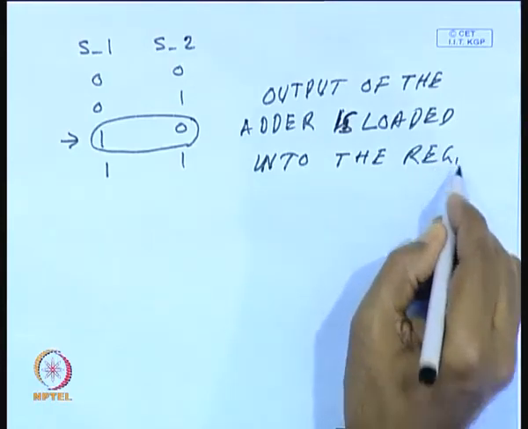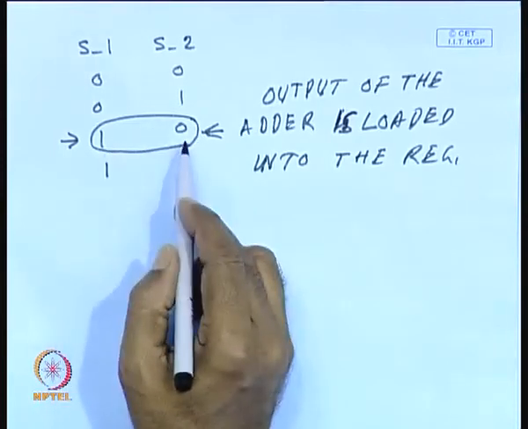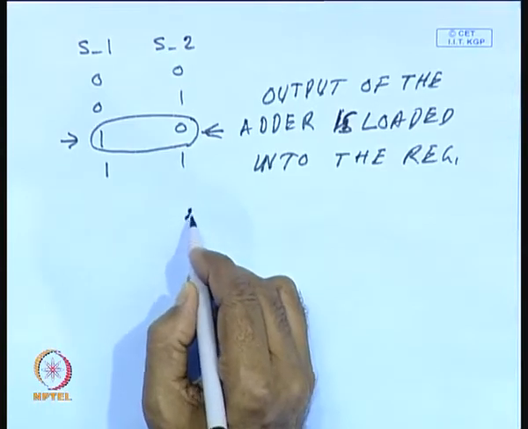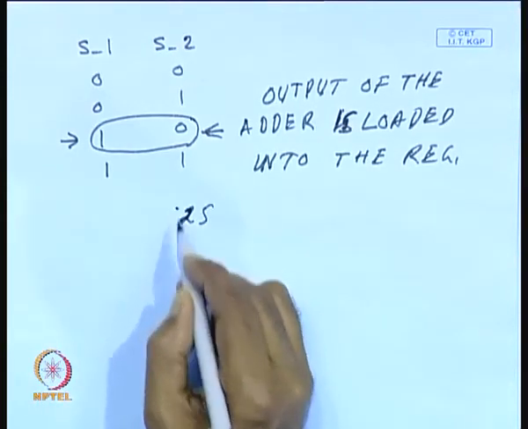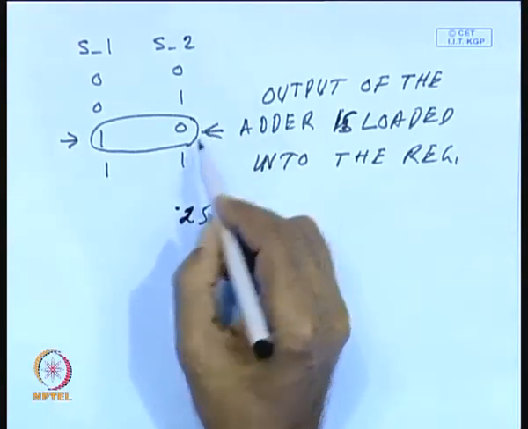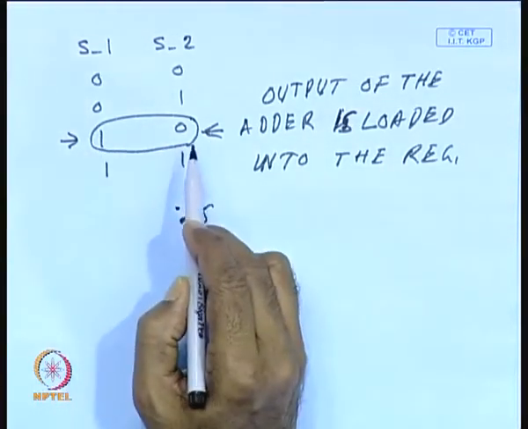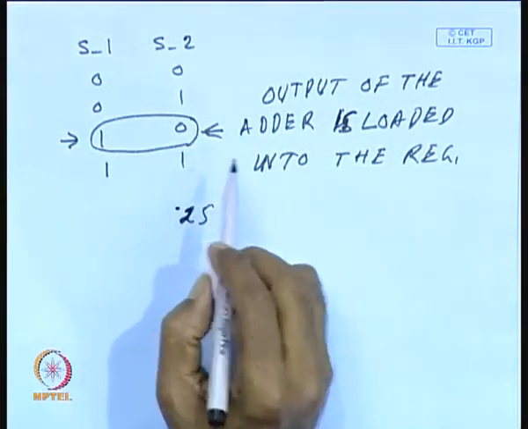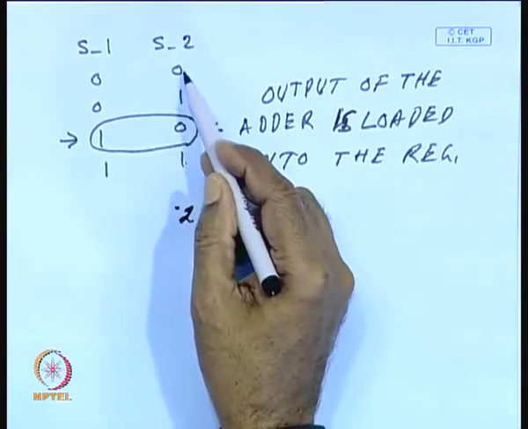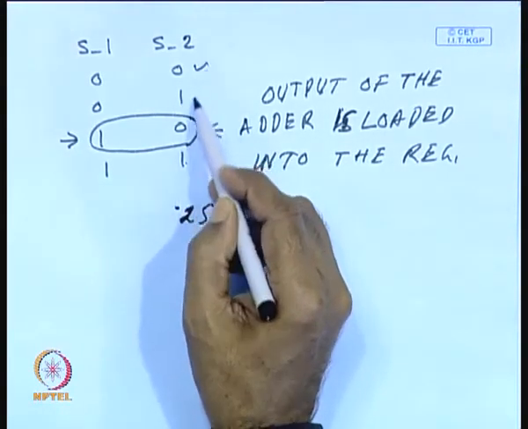So, this is happening only when this is the condition. That means the probability of loading the output of the adder into the register is only 0.25, or 25%, because out of 4 possibilities only in one possibility the output is loaded. That means, if you can prevent the inputs from reaching the adder during the other conditions, then there will be no unnecessary consumption of power in the adder for these three conditions.